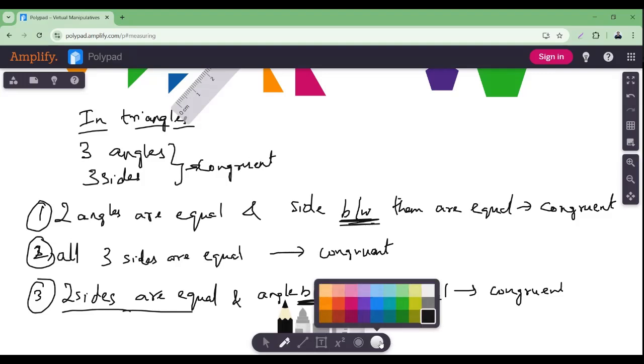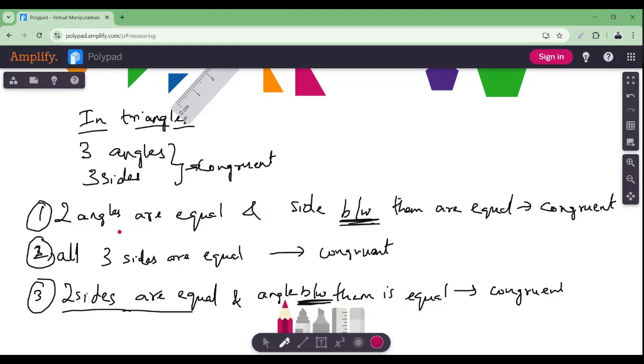Now, there are specific names for us to remember so that it will be easy for us. This two angles equal scenario with a side between them is called the ASA criteria of congruency. And all three sides equal, means side, side, side, SSS criteria for congruency. And two sides and the angle between them is called the SAS criteria of congruency.